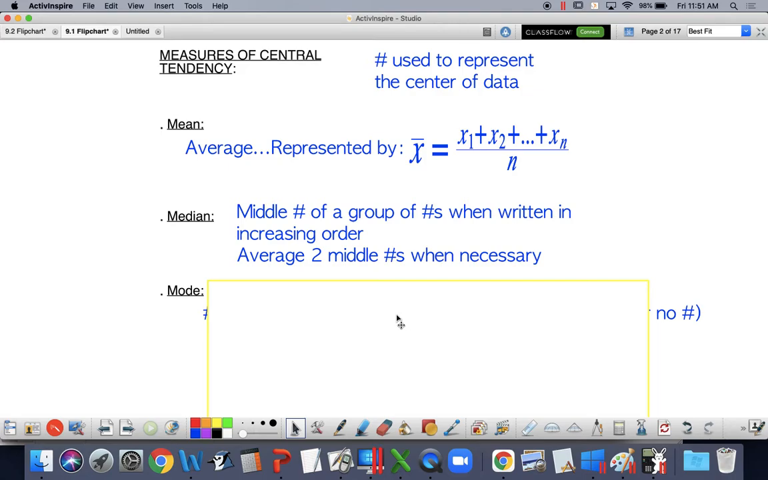If there are two numbers in the middle, you must take the average of those two. You must take the mean of those two numbers. So if we have an even data set, we may have to do that.